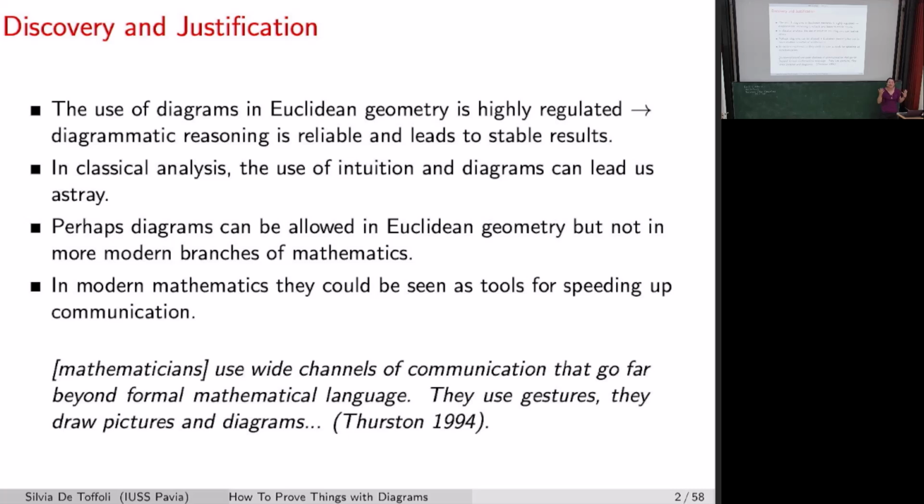So one idea that philosophers had after this is that perhaps diagrams can be allowed in Euclidean geometry, but not in more modern branches of mathematics. This crisis in intuition, in some sense, led to a ban of diagrams. Intuition was related to diagrams, and so the thought was, intuition leads us astray, so better do everything without diagrams. Still, people say diagrams are nice things.